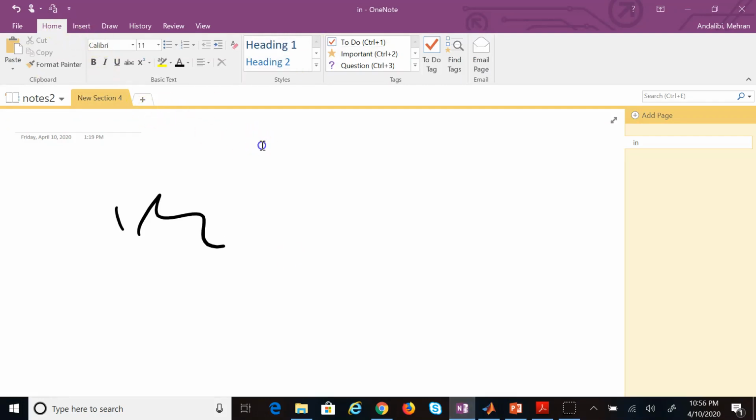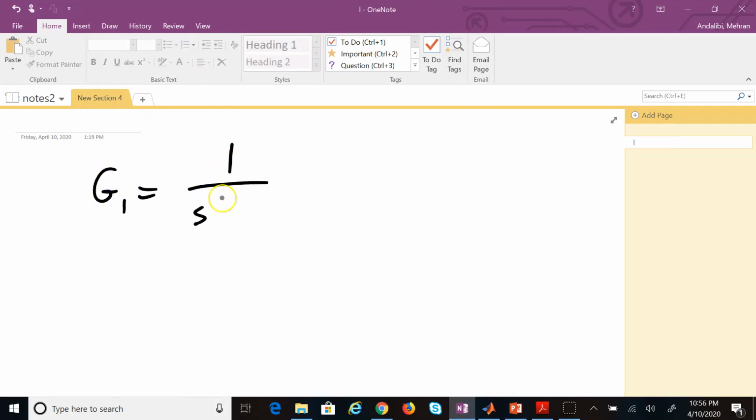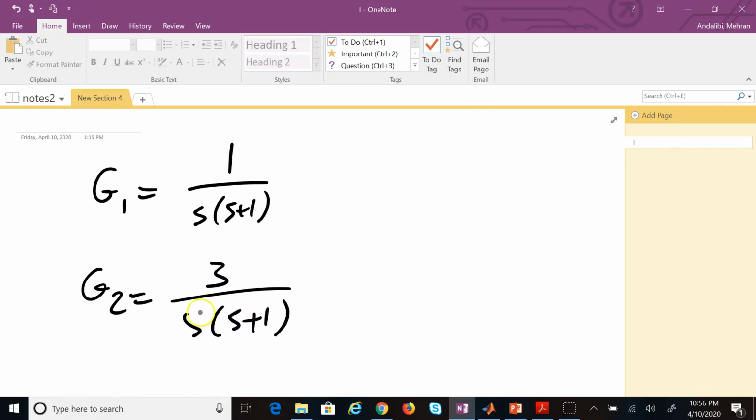So if I have G1 equal 1 over S times S plus 1, and I have G2 equals 3 over S times S plus 1, what's the difference between the Bode plot of these two systems, where they only differ in a gain, right? 1 or 3.